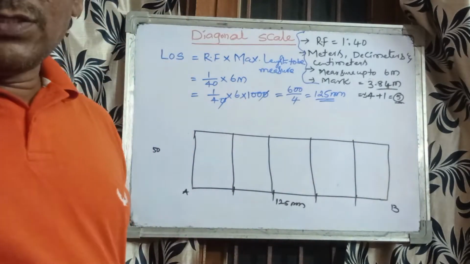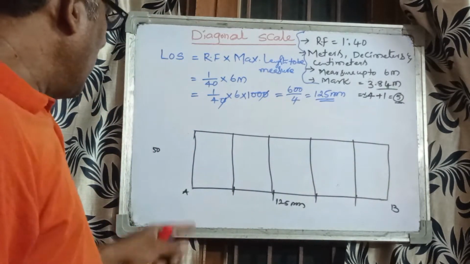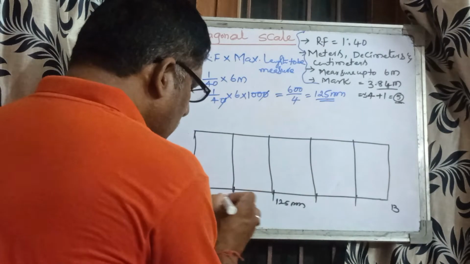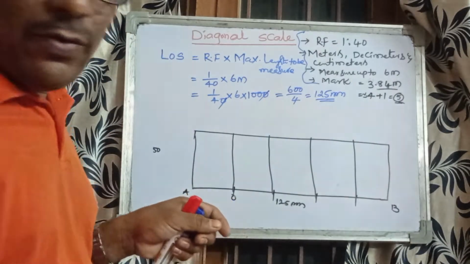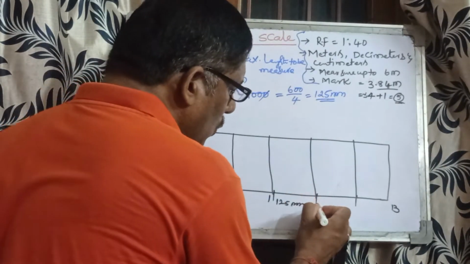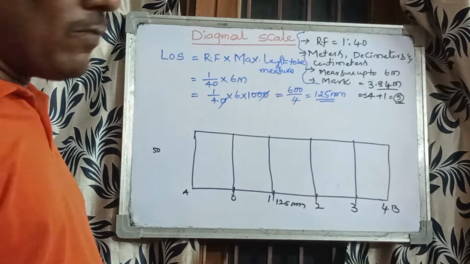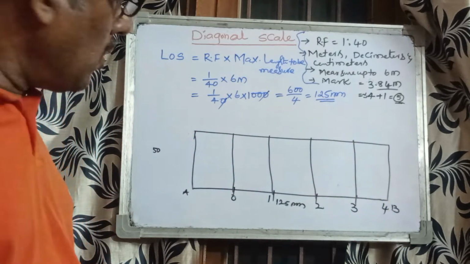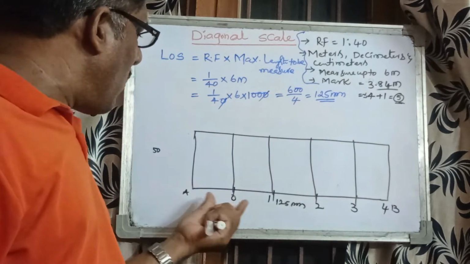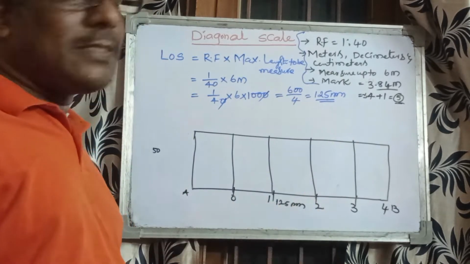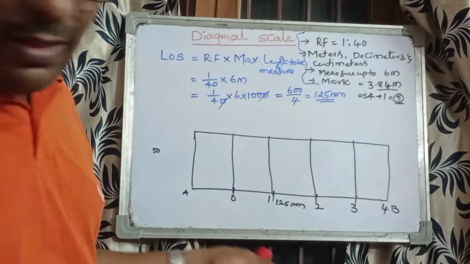5 equal number of parts. And so start 0 from here, and give numbering 1, 2, 3 and 4. Now these are all 1 unit is the meters.